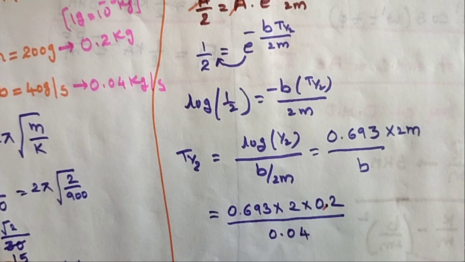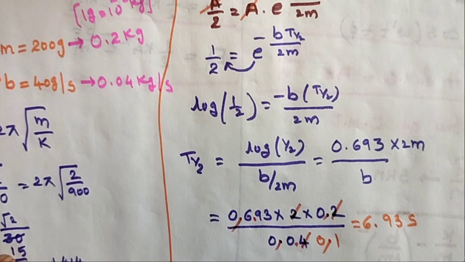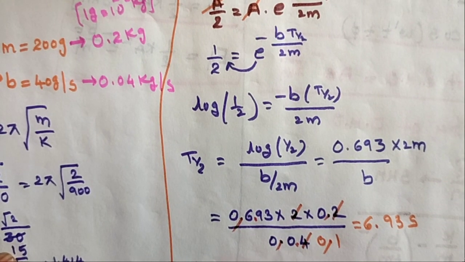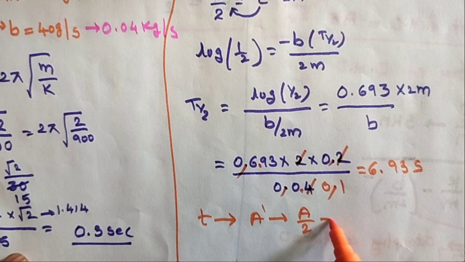This point will be removed. Here 2 ones are 2, 2 twos are 4, into 4, so 0.1. And this 0.1 cancels, and the point goes here. So what is the answer? 6.93 seconds. This is how much time is taken for the amplitude to go to half: 6.93 seconds.